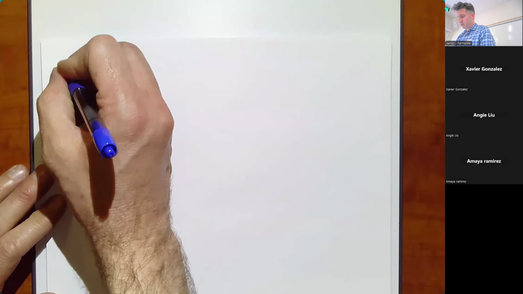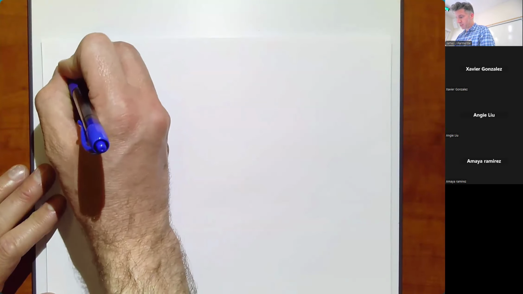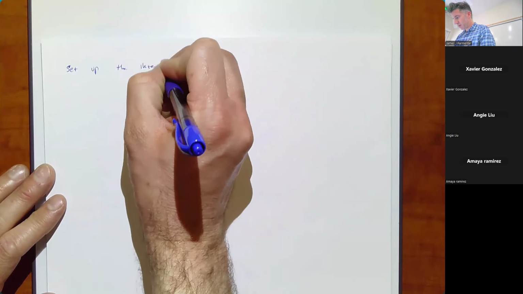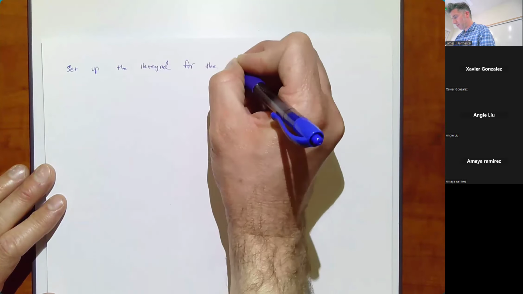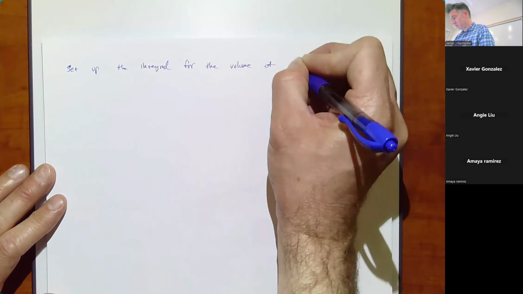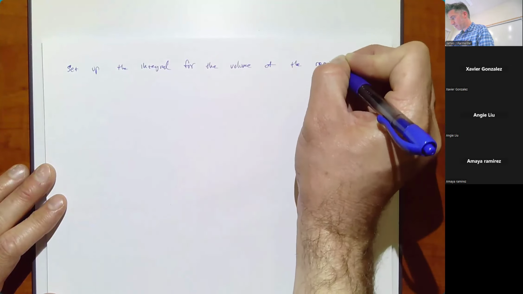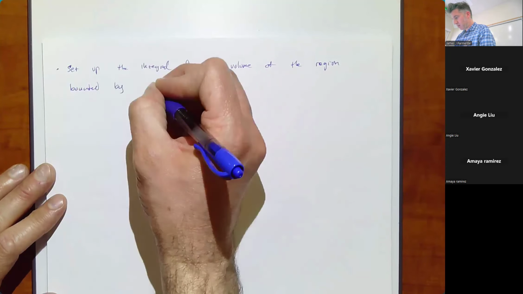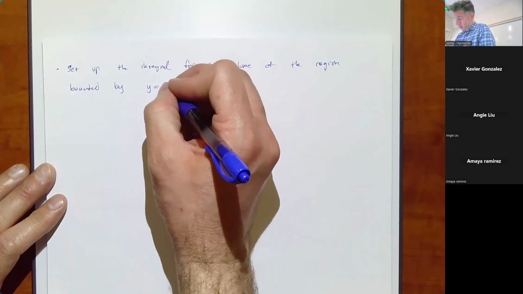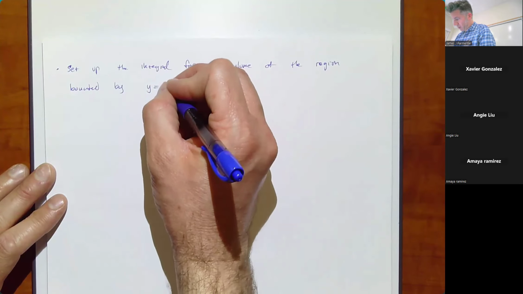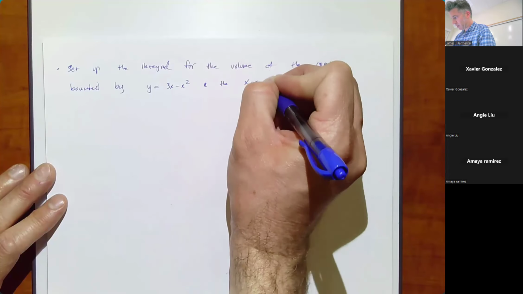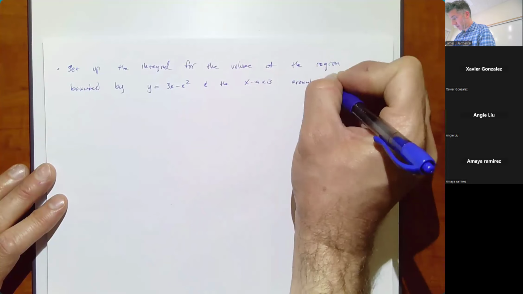So yeah, let's talk about this example first. So we want to set up the integral for the volume of the region bounded by y equal to 3x minus x squared and the x-axis around the x-axis.